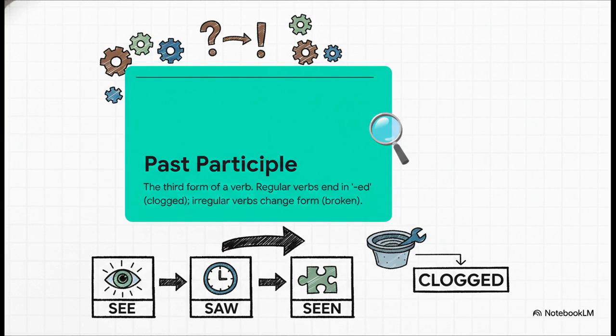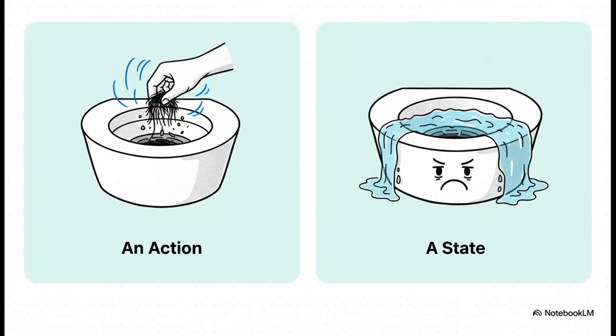Like when you say see, saw, seen. That last one, seen, that's the past participle. And for most regular verbs, it's even easier. It just ends in ed. Okay, so this is where the magic really happens. Look at the difference here.